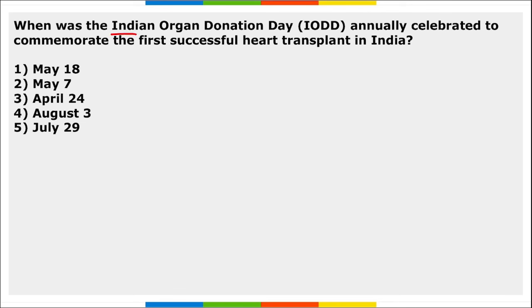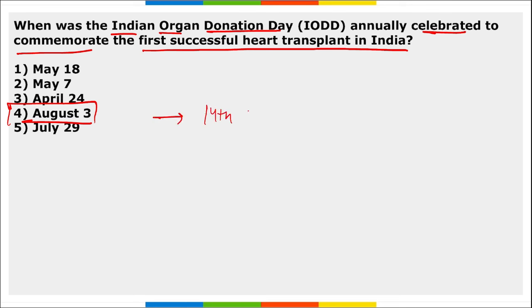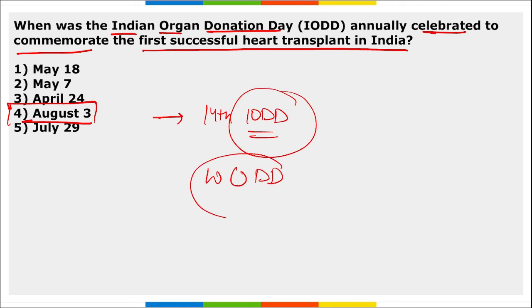Next, when was the Indian Organ Donation Day annually celebrated to commemorate the first successful heart transplant in India? So it is observed on 3rd of August, and this is basically to commemorate the first successful heart transplant in India, right? And this year in 2024 it was the 14th edition of IODD, that is Indian Organ Donation Day, correct? If we are talking about World Organ Donation Day, it is observed on 13th of August.